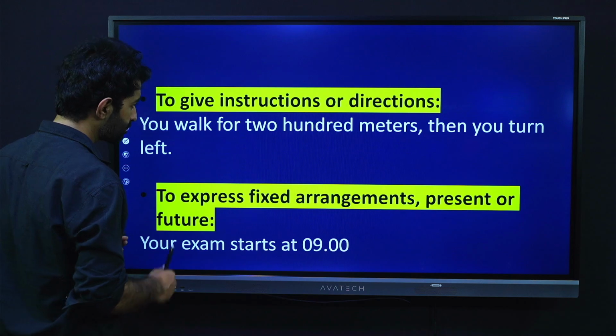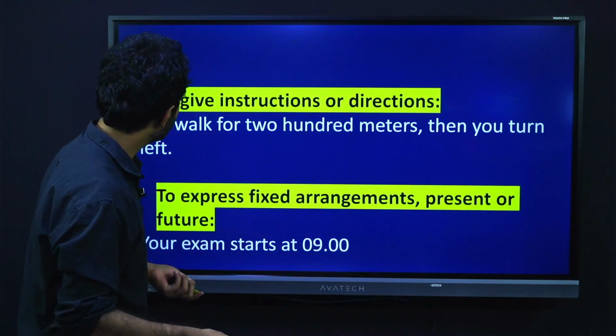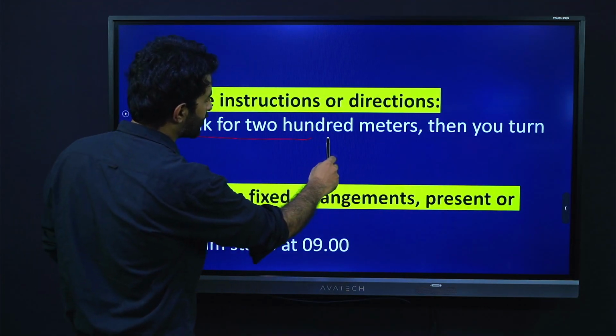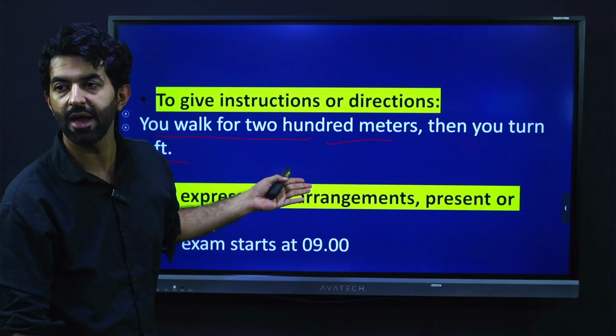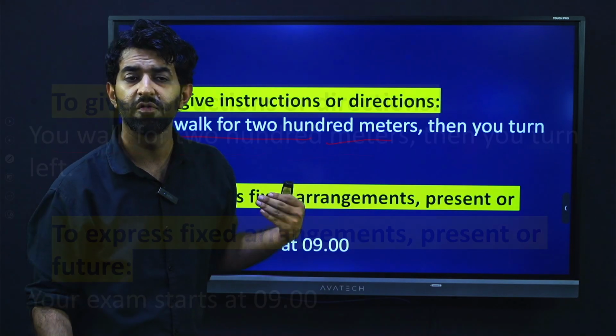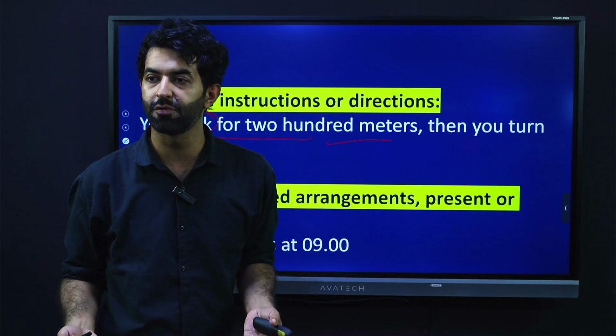For example, if somebody asked me where is Chase Academy located, where is it? So you would say you walk for 200 meters, then you turn left. कौन सा टेंस इस्तेमाल किया है हमने स्टूडेंट्स यहां पे? वेरी सिंपल, सिंपल प्रेजेंट और प्रेजेंट इंडेफिनिट जिसे हम कहते हैं. देखें, you walk for 200 meters, then you turn left and you can see the academy in front of you.